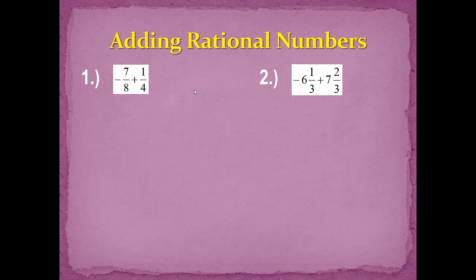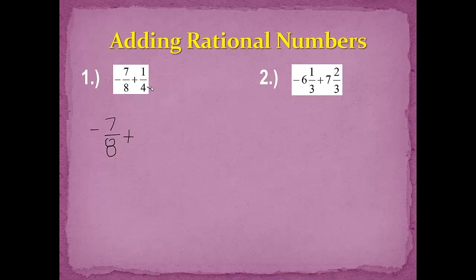So our denominators are 8 and 4. Our least common denominator would be 8. So negative 7/8 will stay the same. And then we're going to add 1/4. 1/4 we're going to change so that we have a denominator of 8.